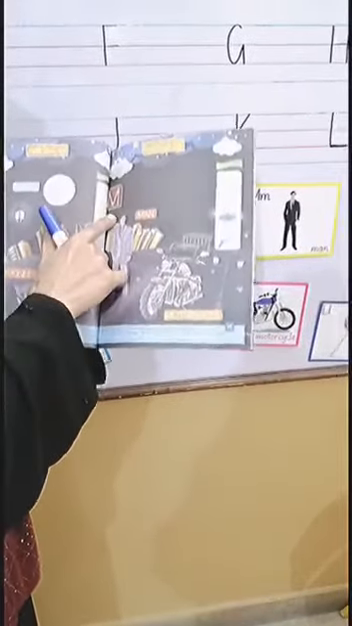Here we have letter M, and M has M moon, M M monkey. On page number 30 we have M M man, M M motorcycle. This is your today's lecture.